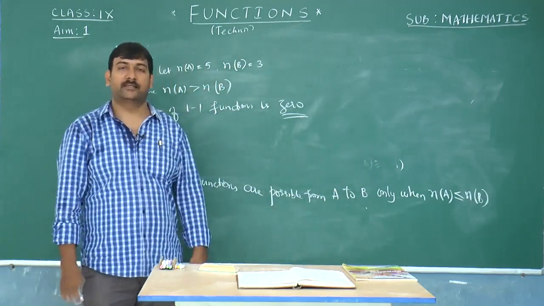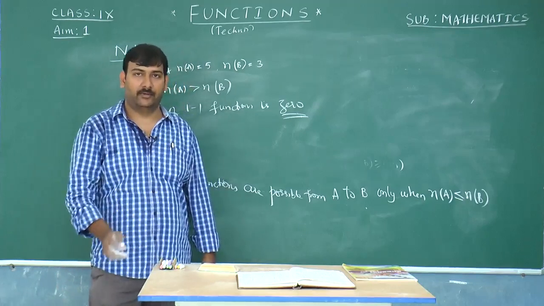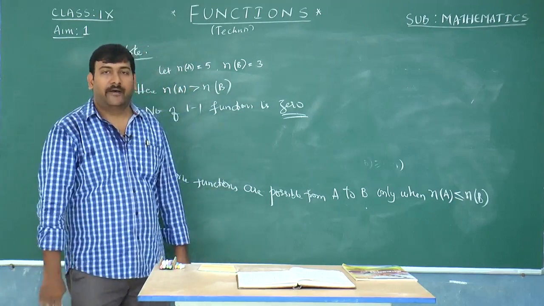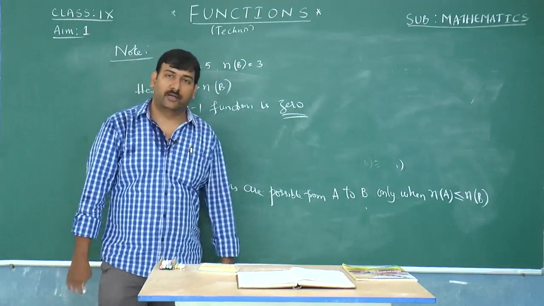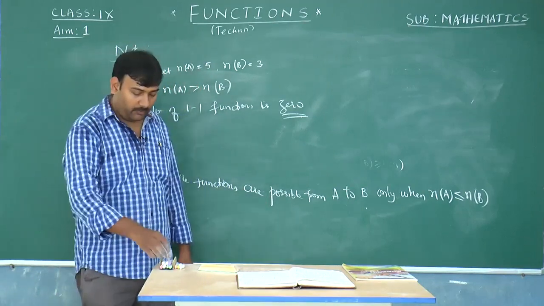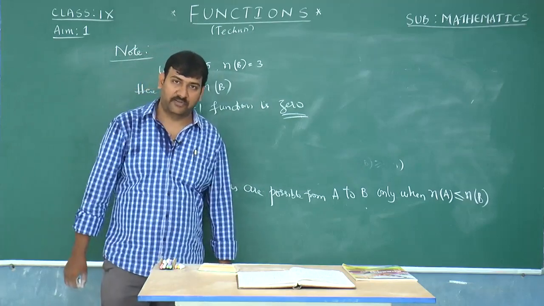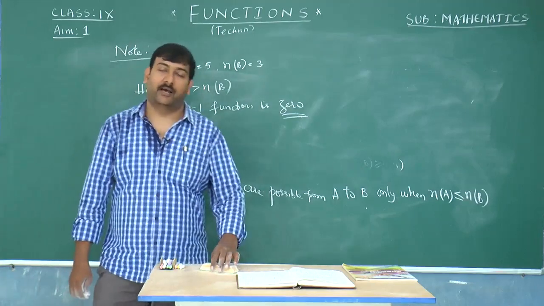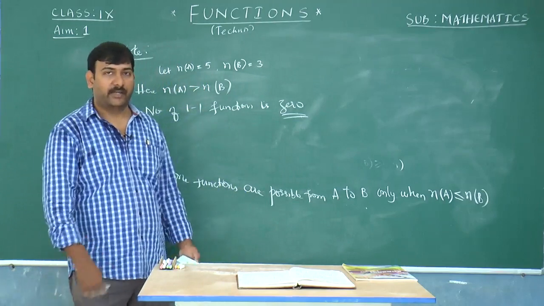And remember that these are the one-to-one functions from set A to set B. So far I have introduced you to the first type of function, called the one-to-one function. Now let us see the second type of function. The second type of function after one-to-one function is many-to-one function.